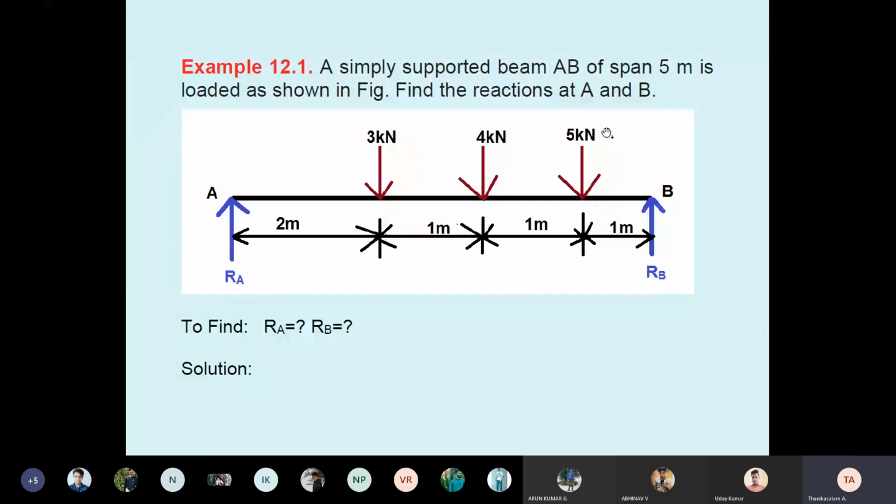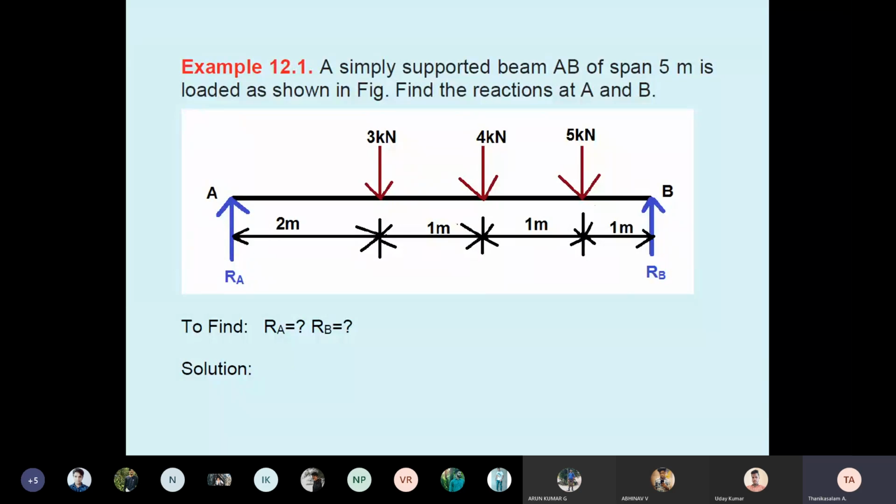What are the loads? Point loads. See here, the point loads acting are 3 kilonewton at 2 meter, 4 kilonewton at 3 meter from the left side, and 5 kilonewton at 4 meter from the left support. Okay, so they have given everything. What they asked is to find the reactions at A and B, therefore RA and RB. So are these forces concurrent or not concurrent?